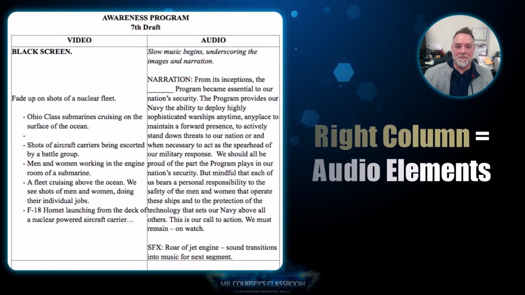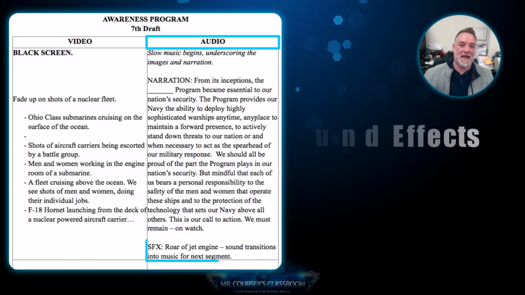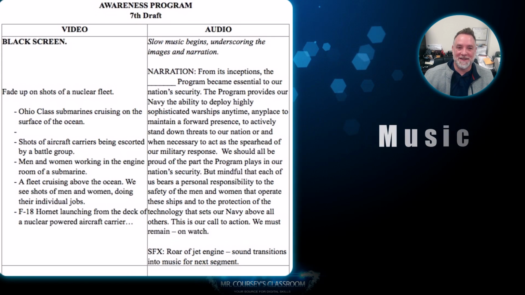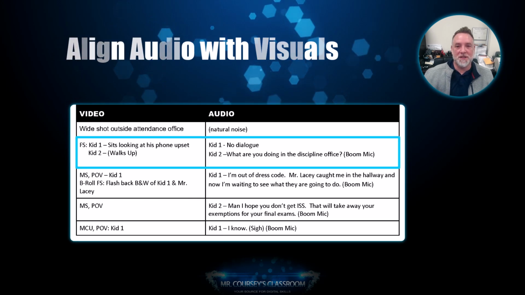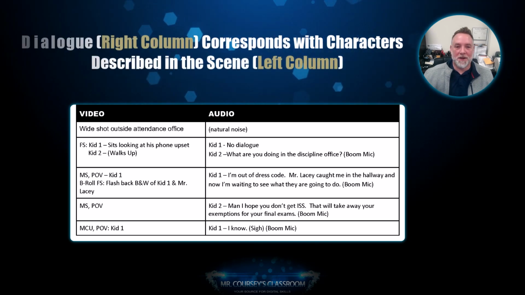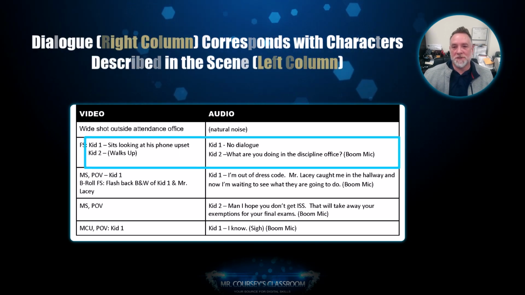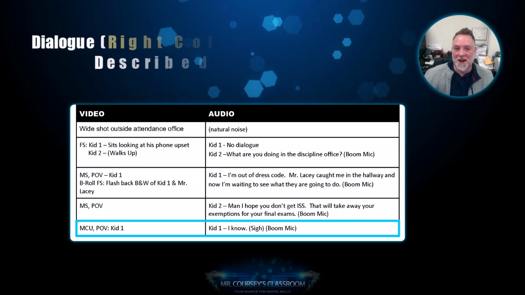The right-hand column outlines the audio elements, including dialogue, sound effects, and music. The content in this column should align with the visuals in the left column. For example, dialogue in the right column should correspond with the characters or scenes described in the left column.